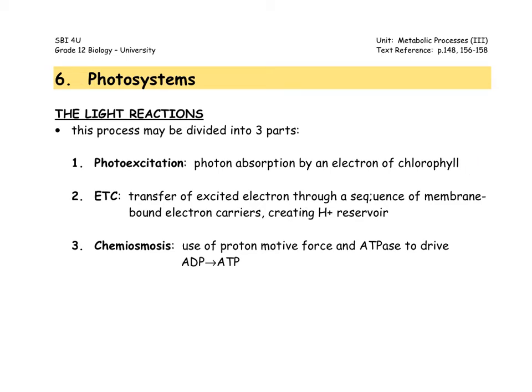The second component of the light reaction is an electron transport chain. You'll remember that overall, the function of the light reaction is to do what? Well, it is to produce ATP and NADPH that's going to fuel our Calvin cycle. How the ATP is going to be produced is via an electron transport chain, in a similar manner to what we would have seen in cellular respiration.